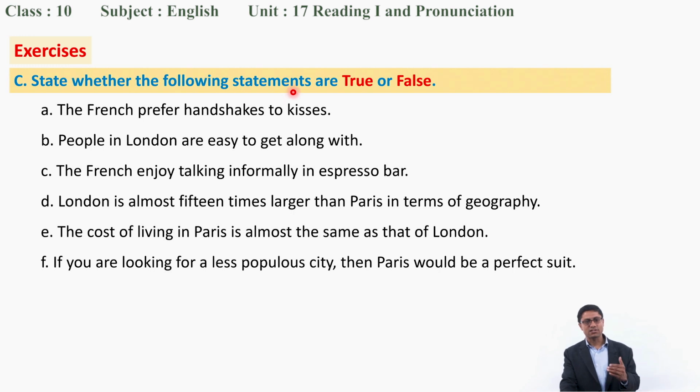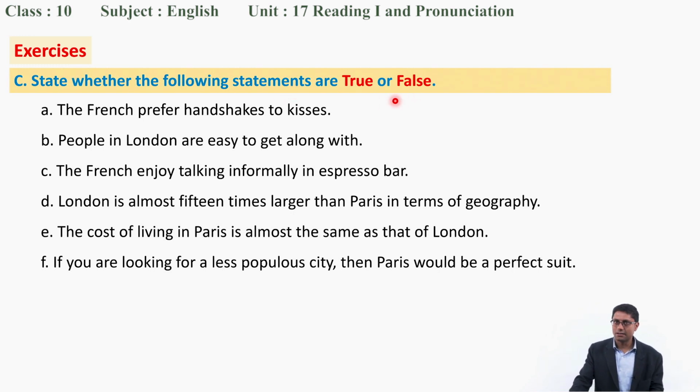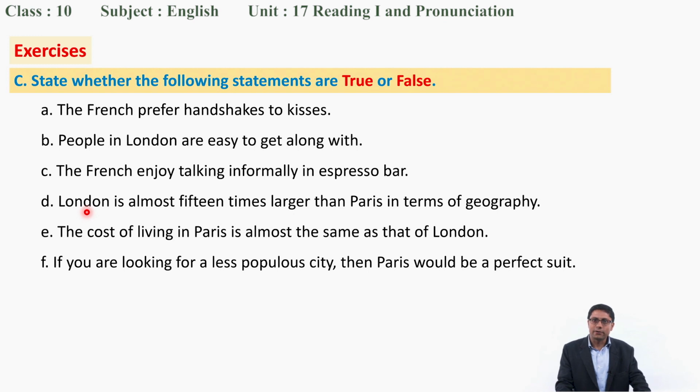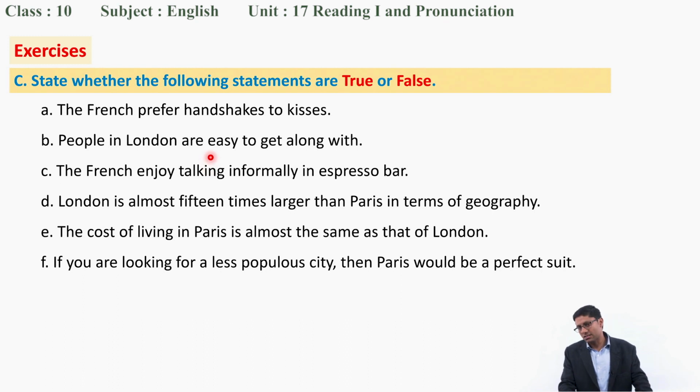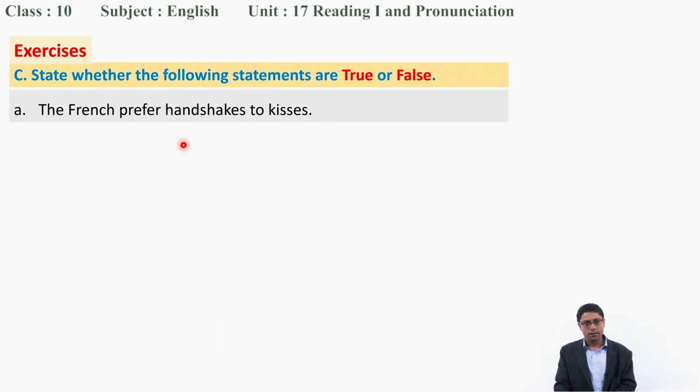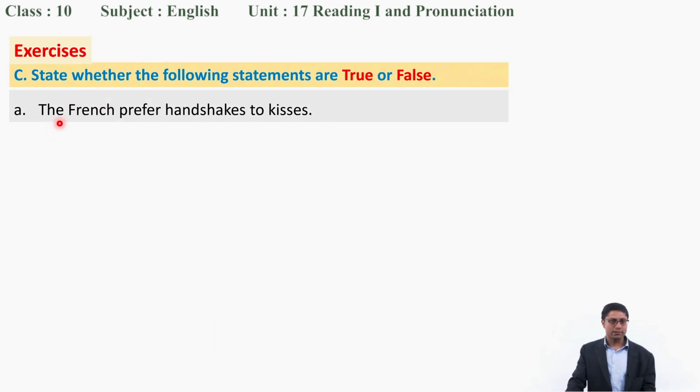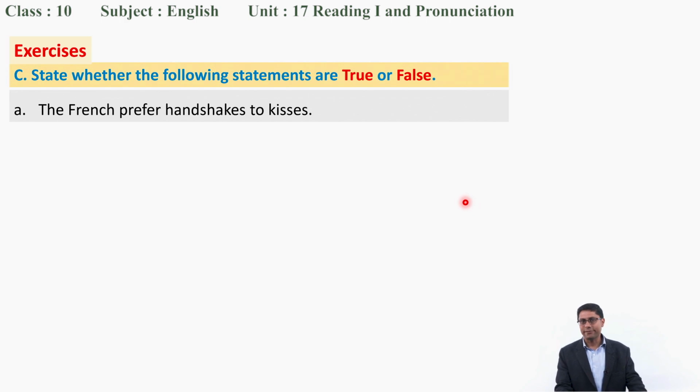State whether the following statements are true or false. So we do have 6 statements here, and we have to decide whether these statements are true or false, and we should always decide this on the evidence from the text London versus Paris. Okay, let's do it together. Okay, let's look at the first one. The French prefer handshakes to kisses. Is it right? What do you think?